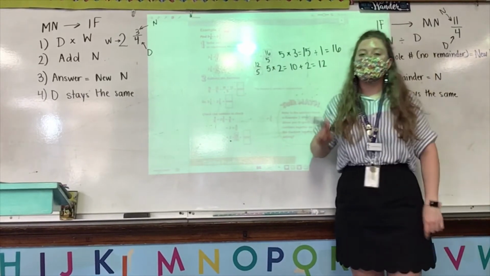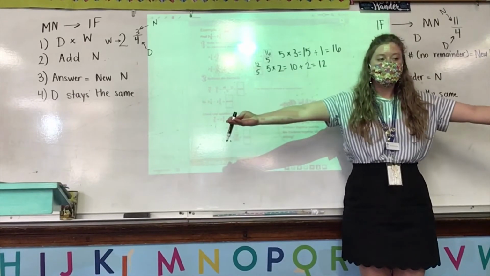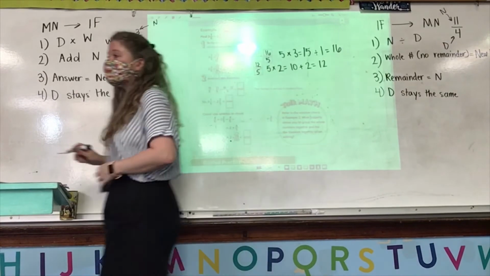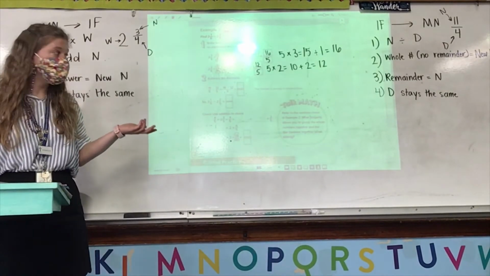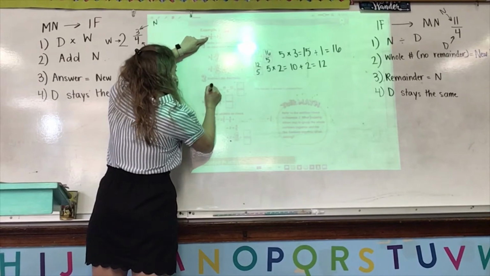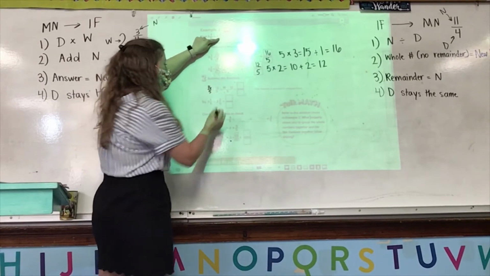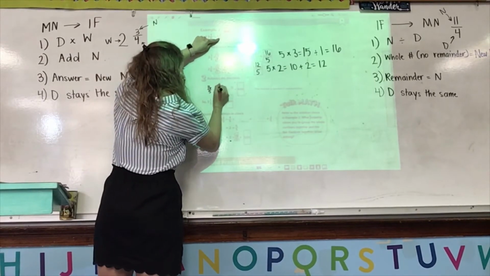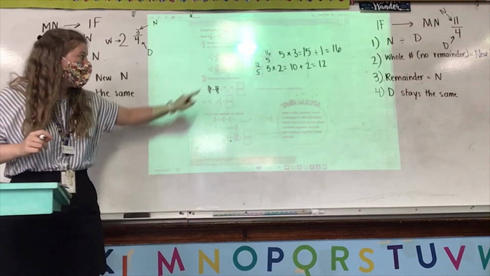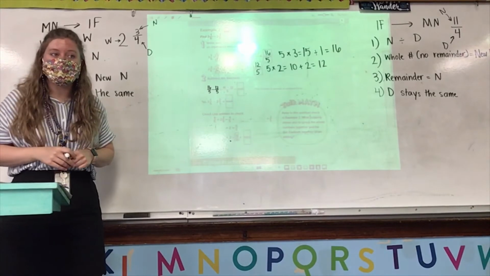2 2/5 is equivalent to 12 fifths. Now we just subtract like fractions. We know 3 1/5 is equivalent to 16 fifths. 2 2/5 is equivalent to 12 fifths. Now we just subtract the numerators.